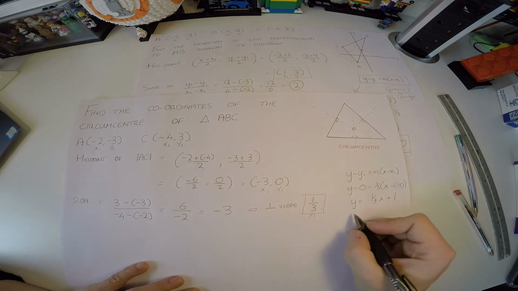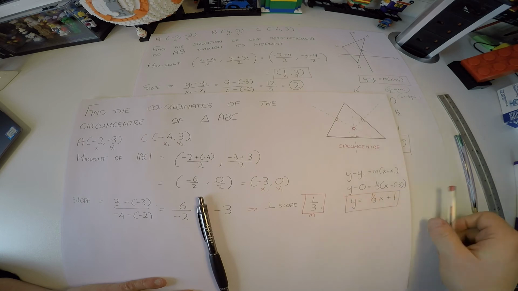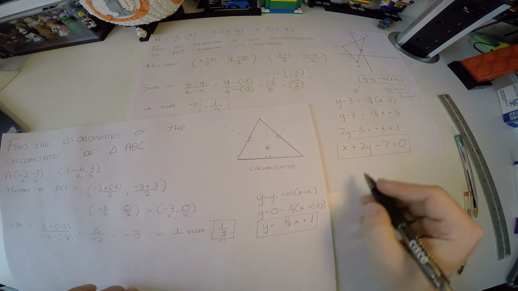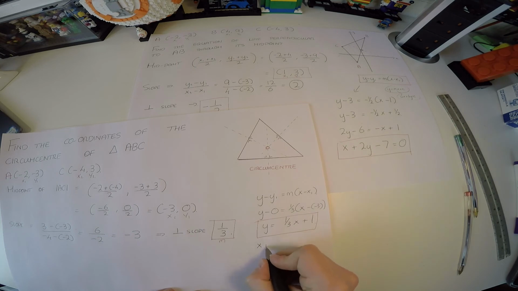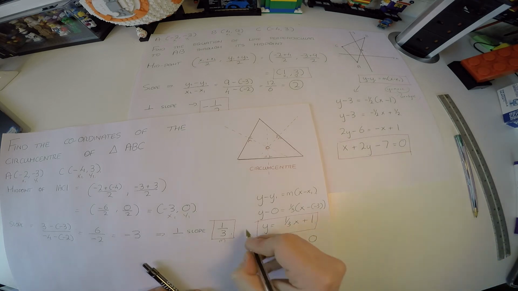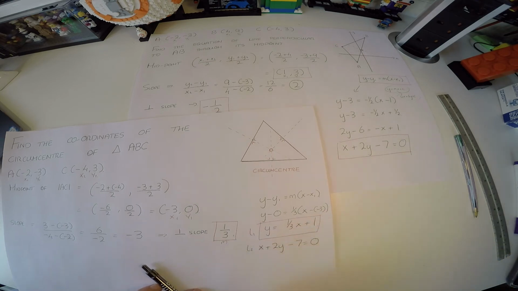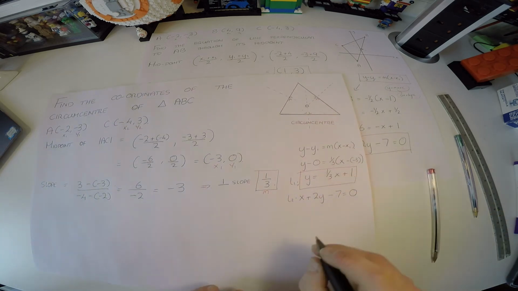Okay, so now we essentially have this here. We have y is equal to that. What was the other line equation we had? It was this here. I'm going to take it as that there: x plus 2y minus 7 equals 0. So this is L1 and this is L2 if you like. I need the intersection of both of these lines.